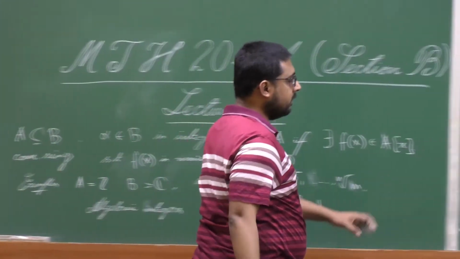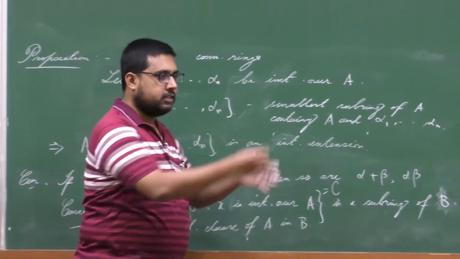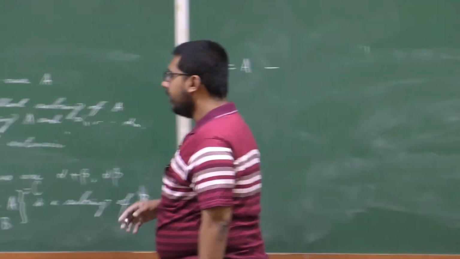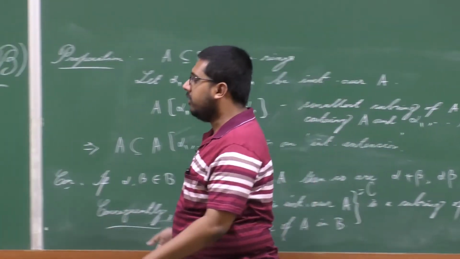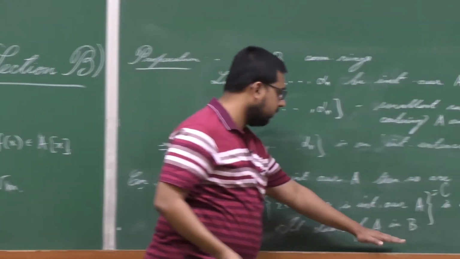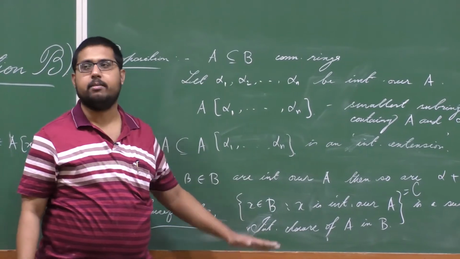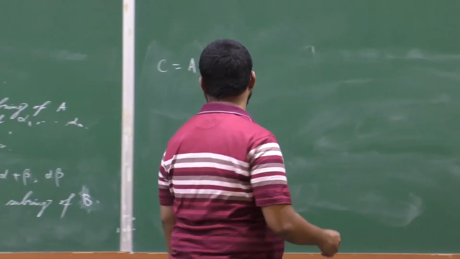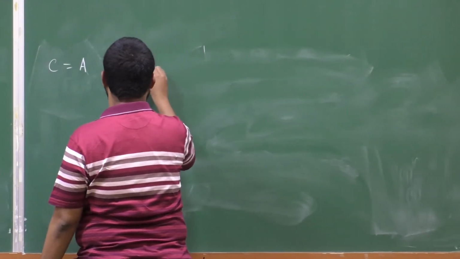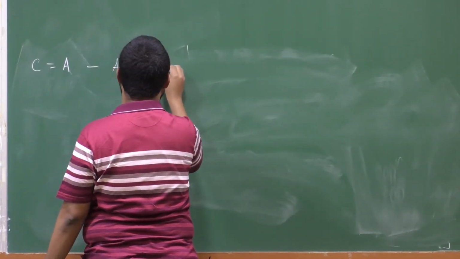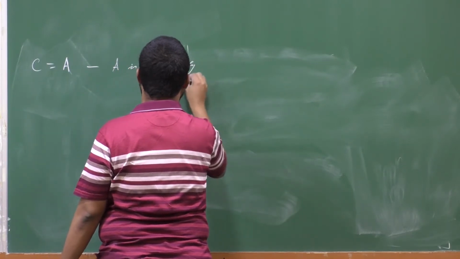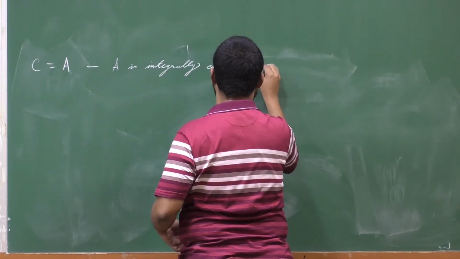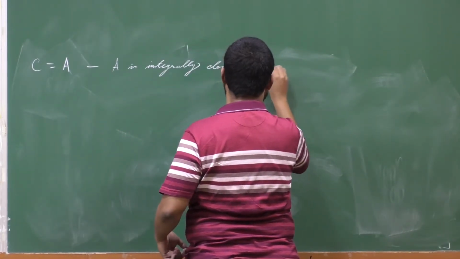Okay. So this is a subring that contains A, somewhere in between A and C. So we have two extreme cases. If C is equal to A, that means the integral closure doesn't contain any element other than those of A. So in that case, we say that A is integrally closed in B.